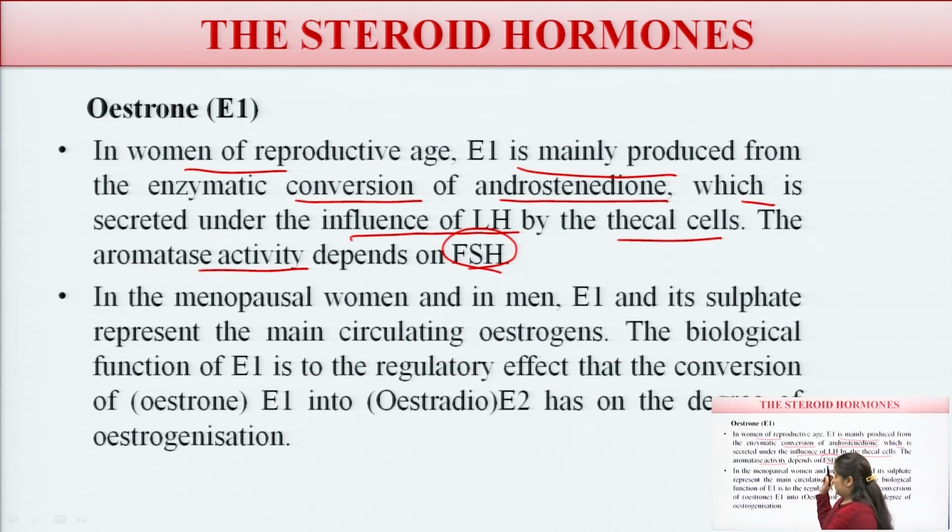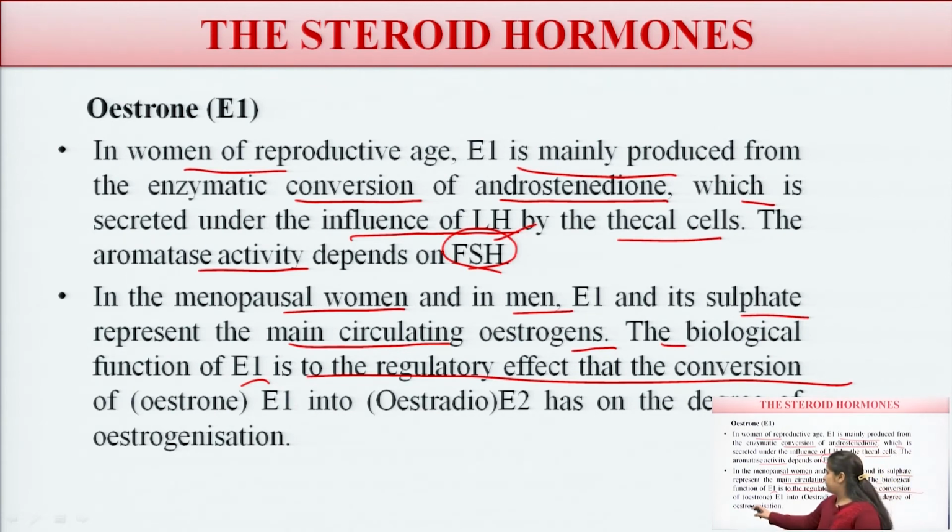So, this E1 is released with the help of the LH and FSH activities. In menopause, that is, the condition where the menstruation process stops, in menopausal women and in men, E1 and its sulfates represent the main circulating estrogen. The biological function of E1 is to regulate the effect of converting the estrogen into estradiol.